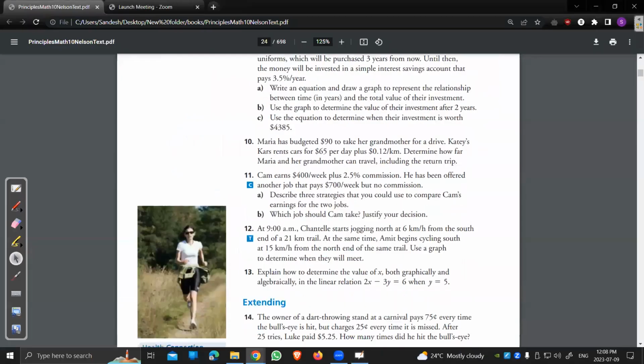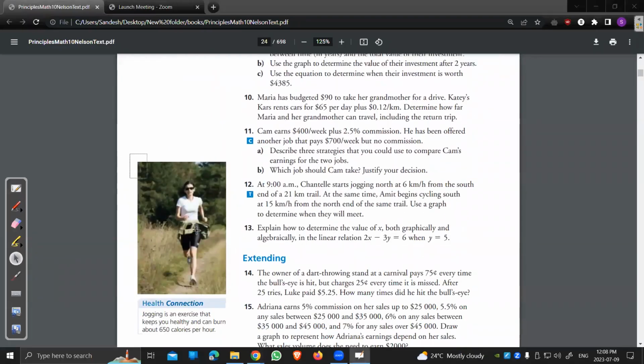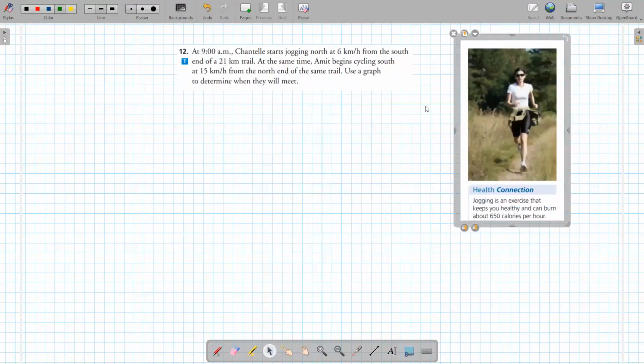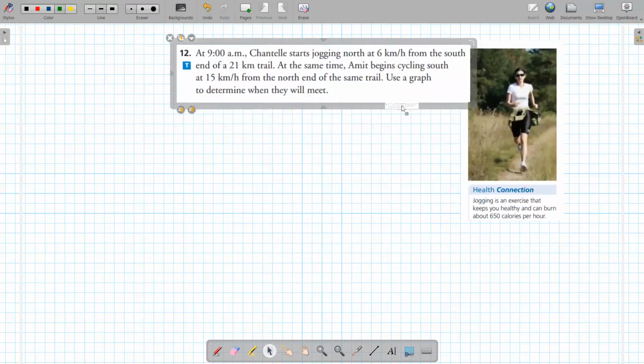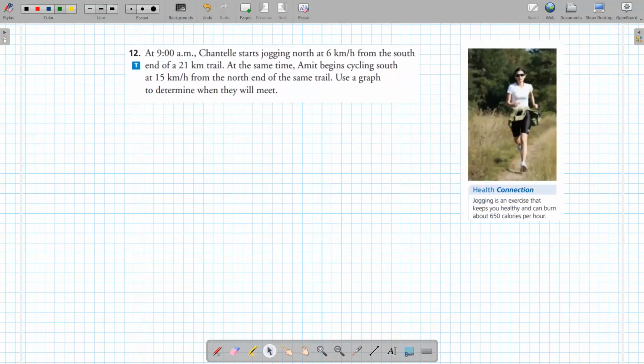This question comes with a picture. I don't know if it's important, probably not. But we're just gonna put it on the side for support purposes. So at 9 a.m., she starts jogging north at 6 kilometers per hour.